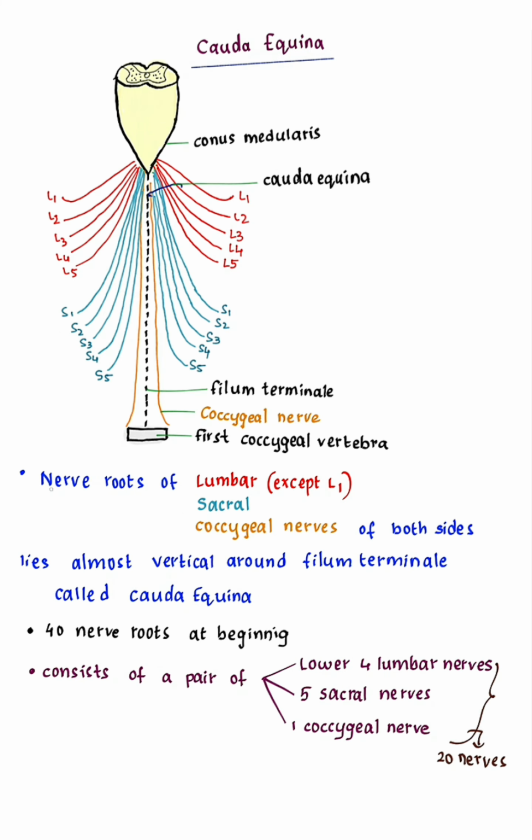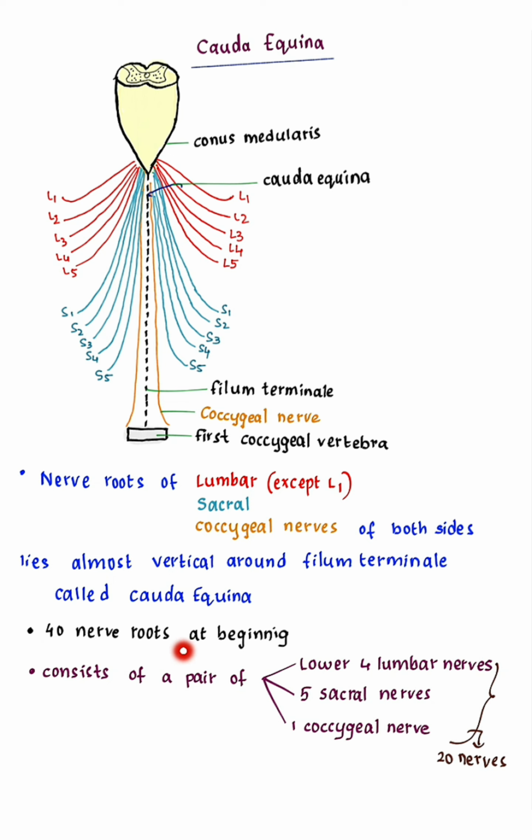Cauda equina. Nerve roots of lumbar, except the first lumbar, sacral and coccygeal nerves of both the sides, lie almost vertical around the filum terminale. This is called cauda equina. The center is the filum terminale.